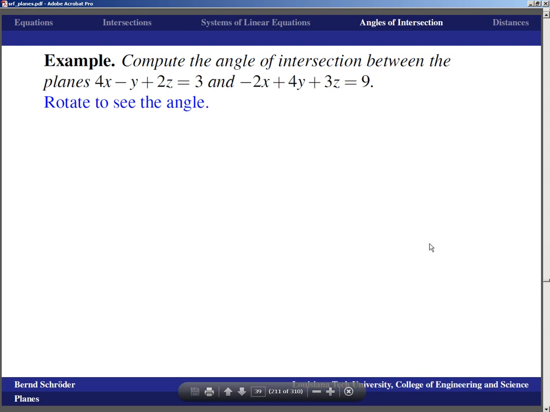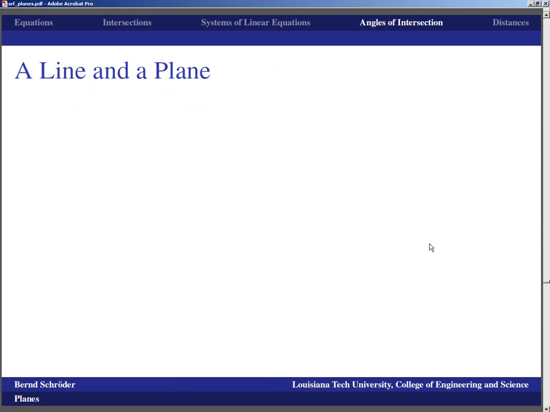Okay, we move on. The other situation in which we can compute the angle of intersection is that we've got a line and a plane. How on earth do you work that out? Well, the idea is really to see the picture.